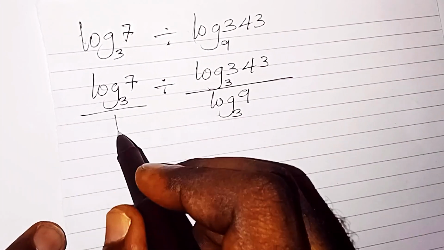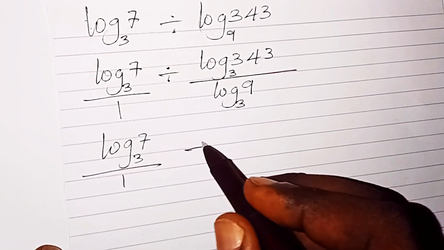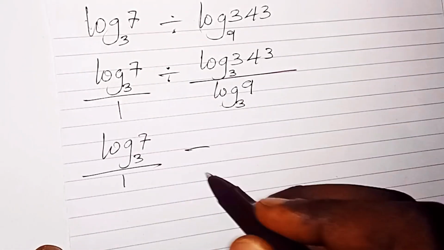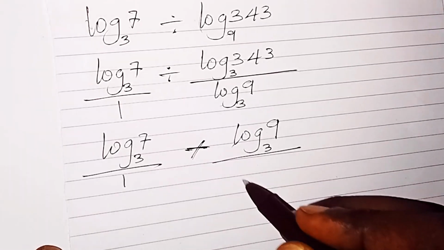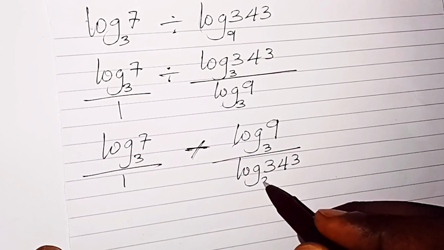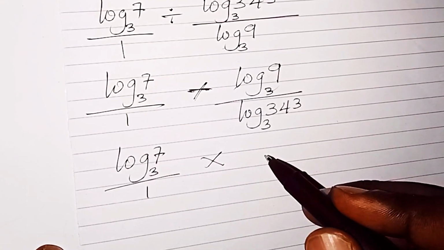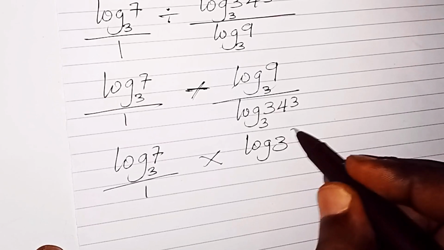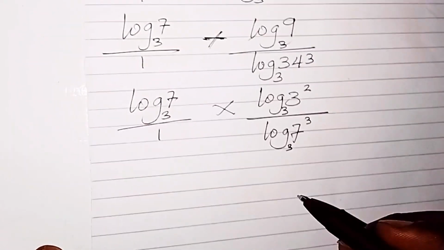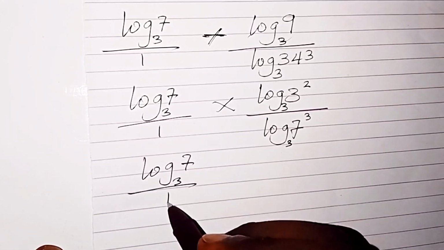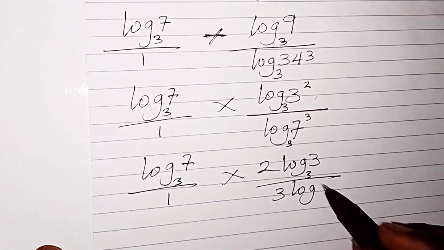And then in this case we can write this one as over 1, and therefore we have log 7 base 3 over 1 divided by, or we can just change this one to multiplication. Multiply by, of course this one is going to be inverted, log 9 base 3 over log 343 base 3. Therefore here is going to be log 7 base 3 divided by 1 multiplied by, of course 9 can be written as 3 squared, so it's going to be log 3 squared base 3 divided by, of course this one is 7 raised to the power of 3 base 3. And therefore here is going to be log 7 base 3 over 1 multiplied by, this can be written as 2 log 3 base 3 divided by 3 log 7 base 3.